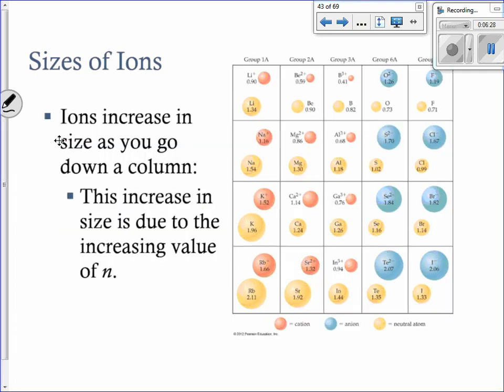And you generally will increase in size as you go down a column, and that's also the same with the regular trend with atomic radius, because you're just generally increasing your energy level. So in comparison, sodium's ion to potassium's ion, obviously potassium's ion will be bigger. Okay, so as you go down a group, that's what we're looking at there.